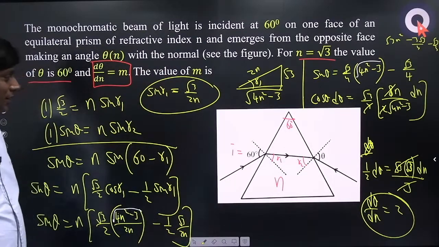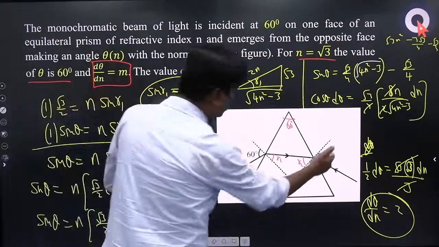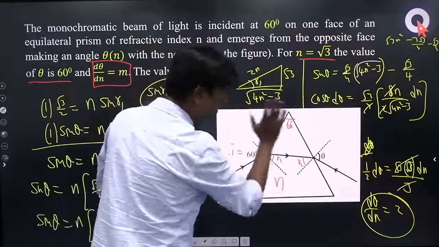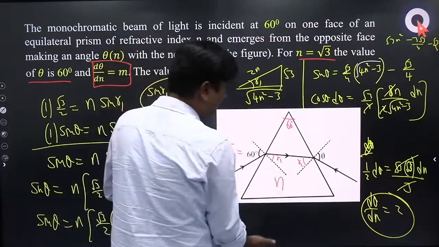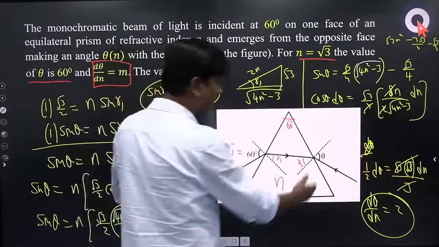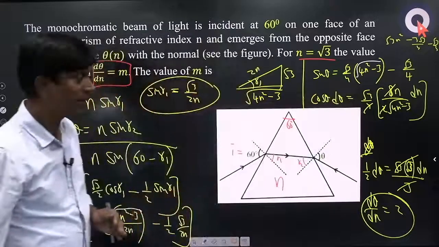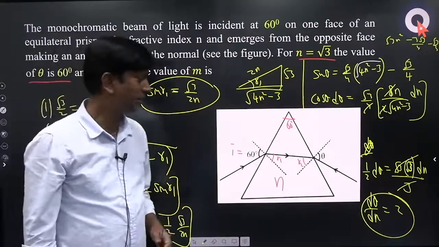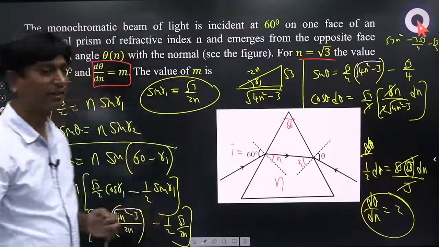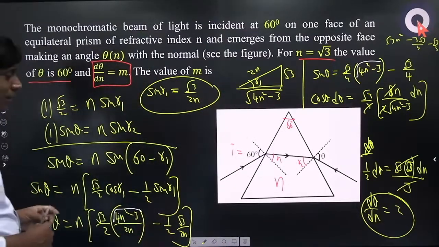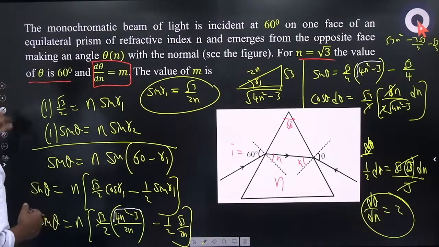Now I hope it is clear. Overall, what they are asking is how theta is a function of n. n is changing, so theta also will change. At a particular instant, when n is root 3 and theta is 60, what is the variation of theta with n, right? So d theta by dn is 2. Okay, done. So we'll have the next question.